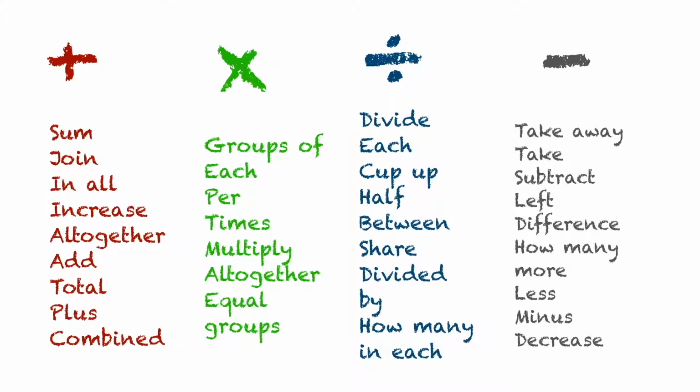Have you noticed that some words are listed more than once? Nice eye. Some words can indicate various operations. We will make another video to explain those types of problems. For now, we will keep it simple. Now that we have the keywords, why don't we try the problem again?